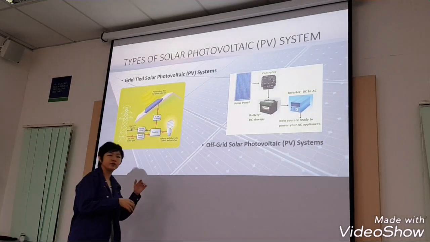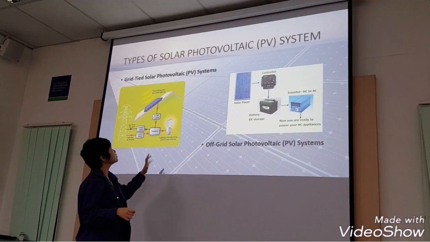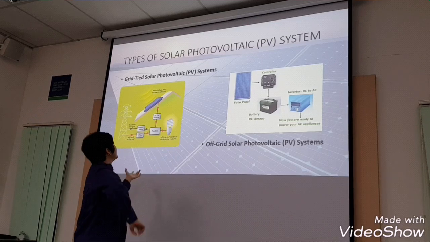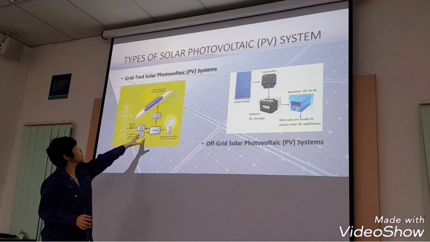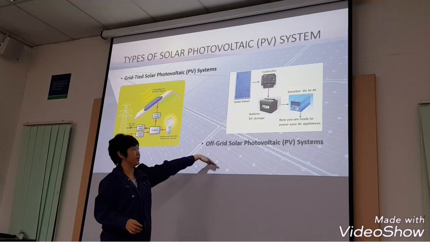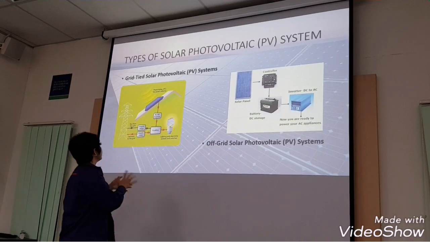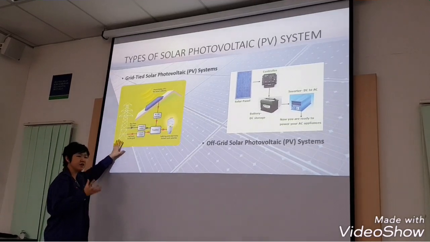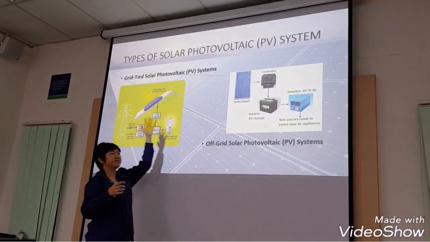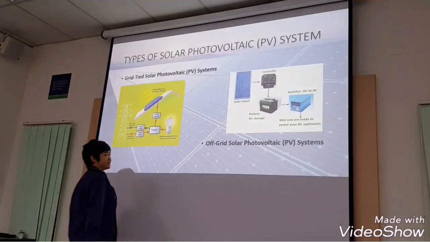Now I am going to introduce the types of solar photovoltaic system. There are grid type solar photovoltaic systems and off-grid ones. Their difference is the presence of the grid and the absence of the grid. Next.